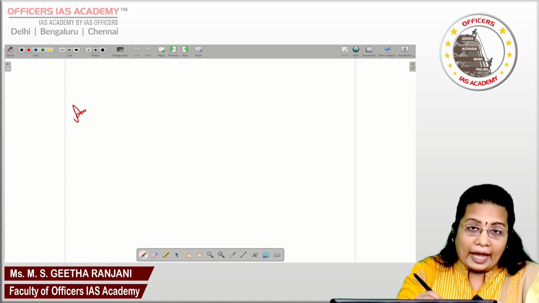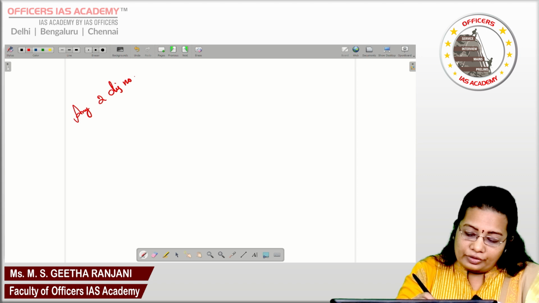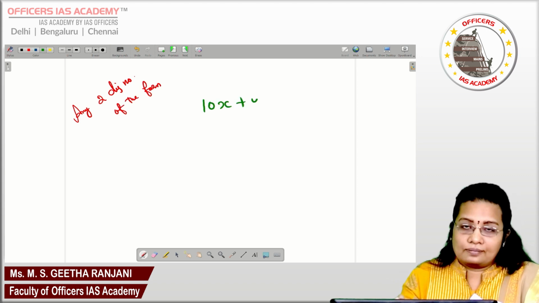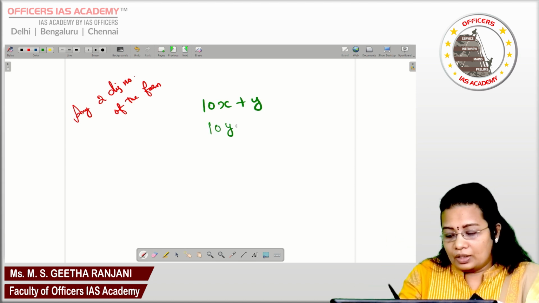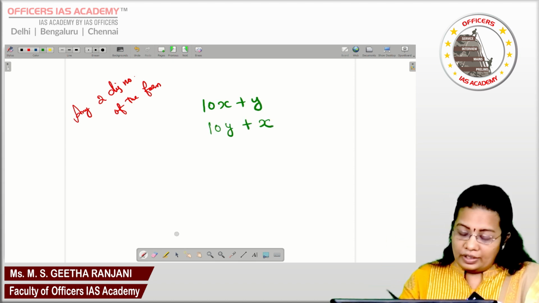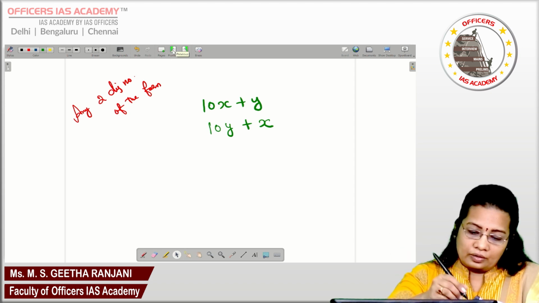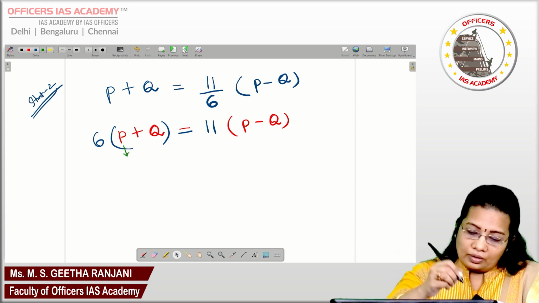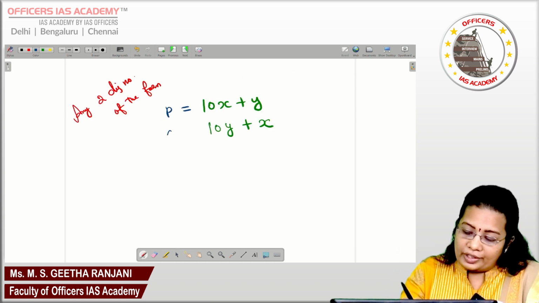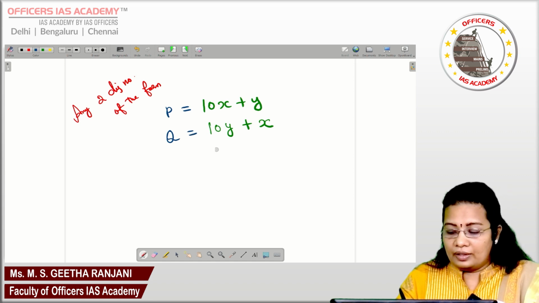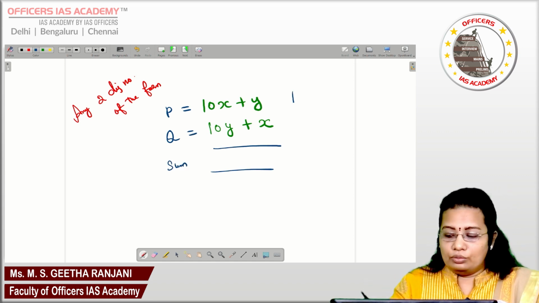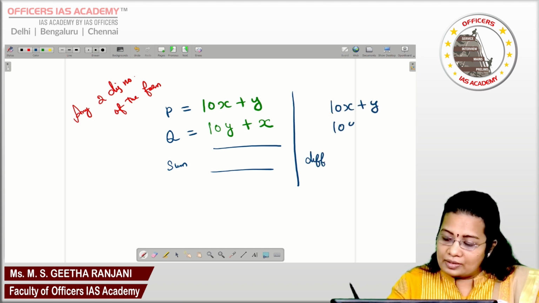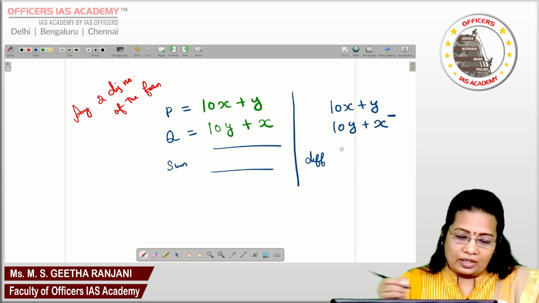So no doubt any 2-digit number is of the form 10x plus y. If you interchange the digits, it will become 10y plus x. So let me take this point. P can be written as 10x plus y and Q can be rewritten as 10y plus x. Here we need the sum of the values as well as the difference between 10x plus y and 10y plus x.